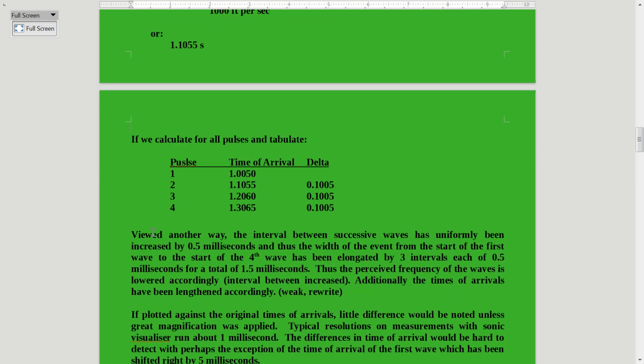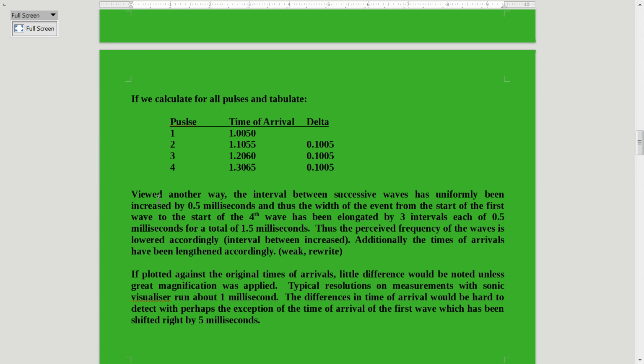Over here, I'll just read it to you. Viewed another way, the interval between successive waves has uniformly been increased by 1/2 of a millisecond. And thus the width of the event from the start of the first wave to the start of the fourth wave has been elongated by 3 intervals. Remember, there's only 3 intervals between them, each of them half a millisecond, for a grand total of 1.5 milliseconds lengthened over the original. And thus the perceived frequency of the wave is lowered accordingly.